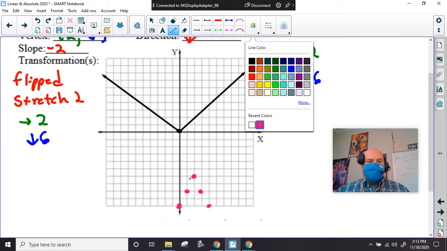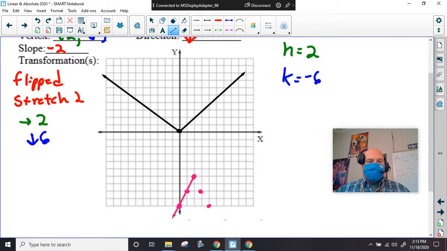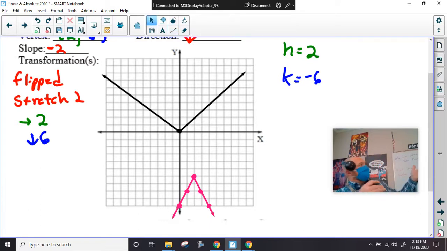Now we're on our second pancake. The first one was doable, but we don't want to show it to our friends. But this one, it's flipped. Yes, it opens down. It's stretched out. You can see it's a little bit skinnier than the other one. It's moved over 2 and down 6. So that's basically all it's doing right there.